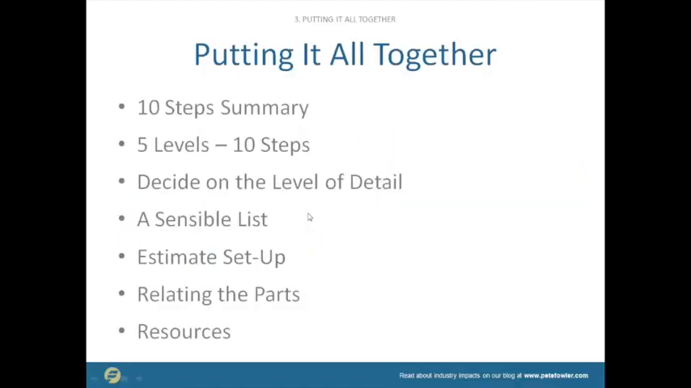All right, so putting it all together. So the 10-step summary, 5 levels, 10 steps. Decide on the level of detail you're going to need. We talked about this, about organizing the estimate, making a sensible list, and I talk about this in almost every program I do. Making a sensible list is oftentimes the hardest thing you do, but it makes your life so much easier the rest of the time, and it's something that most people struggle with.